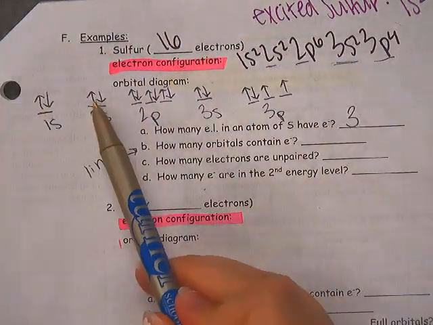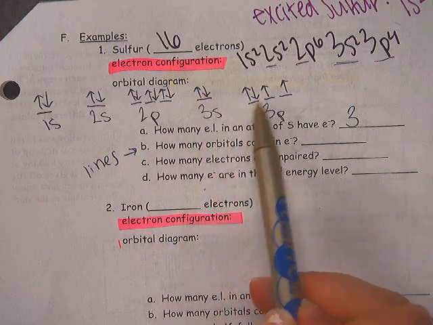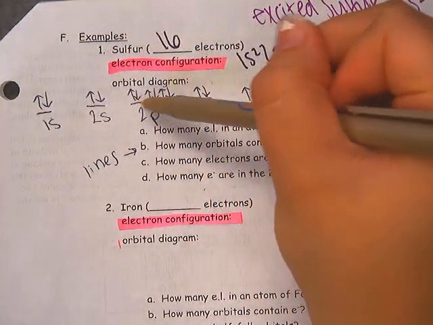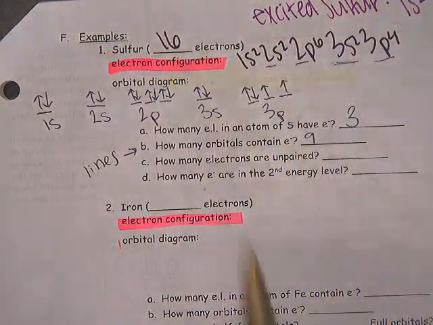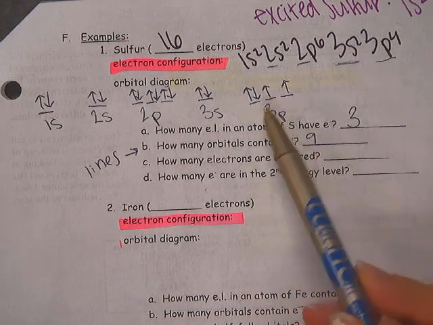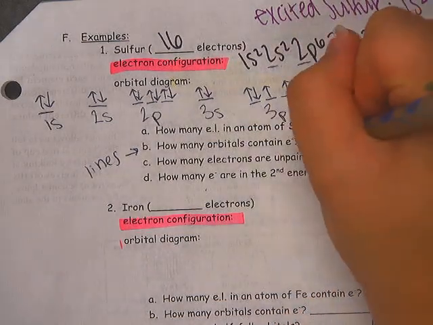So this is going to be 1, 2, 3, 4, 5, 6, 7, 8, 9. You've got to get 1, 2, 3, 4, 5, 6, 7, 8, 9. Yep. And then how many electrons are unpaired? Unpaired means just a single electron by itself. That would be 2 electrons that are unpaired.